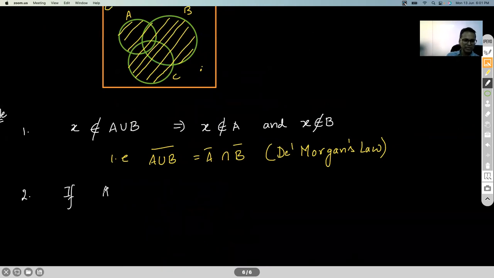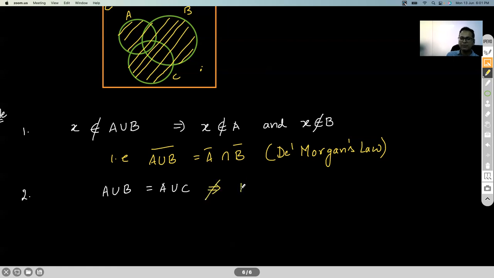If A union B is equal to A union C, right? Let me drop the "if" because I'm going to use symbols. Last class itself, I told you we should be using mathematical symbols rather than writing too much English. Then please note, this does not imply B is equal to C. And that's what I feared somebody would say, okay? If A union B is equal to A union C, it does not imply B is equal to C.